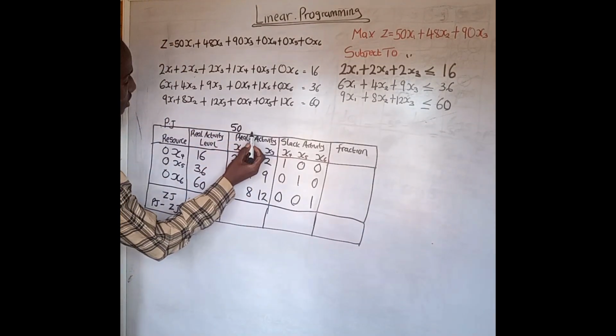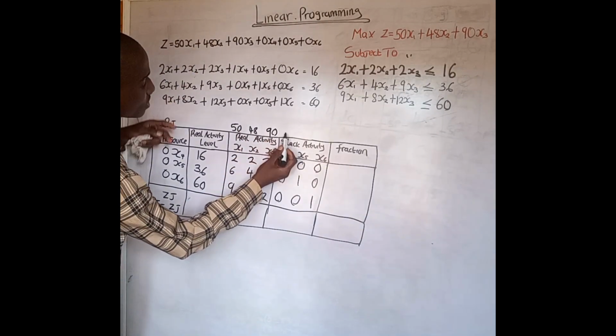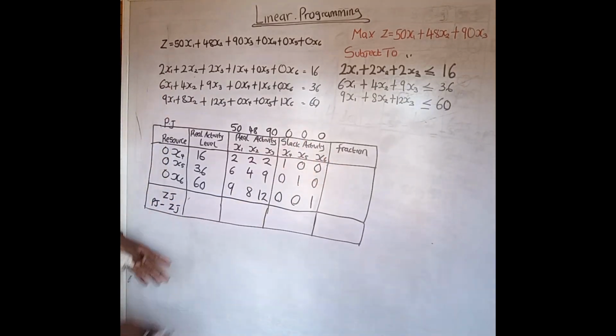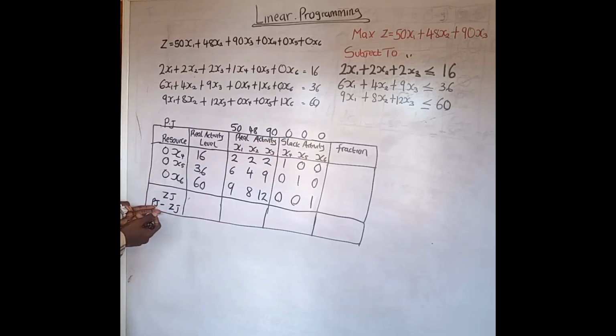For the x2 I have 48. For the x3 I have 90. For the x4 I have 0. For the x5 also 0. For the x6 also 0. So therefore, this is the value of my pj. Now I can proceed to find the value of zj.